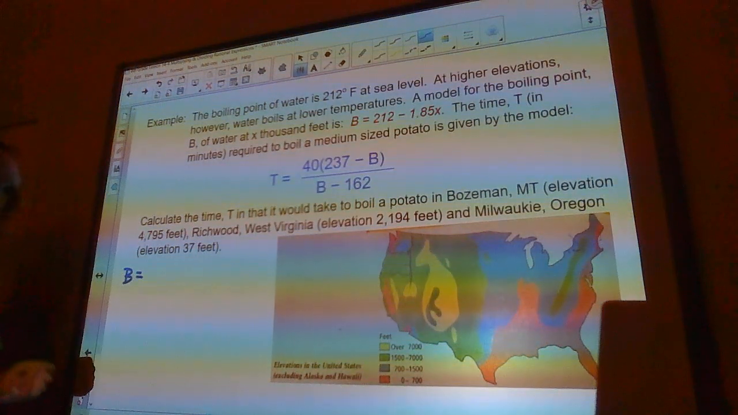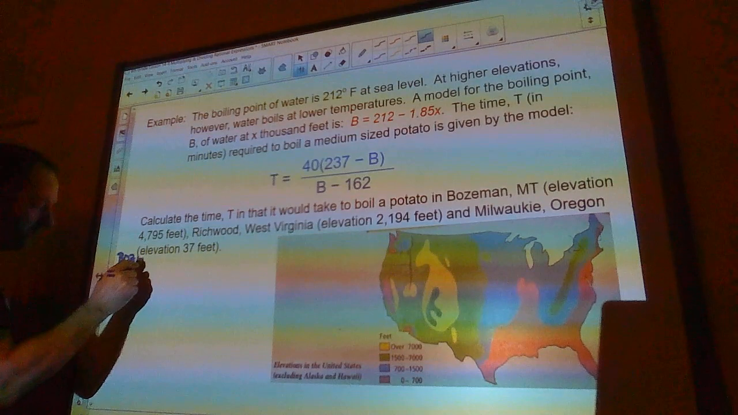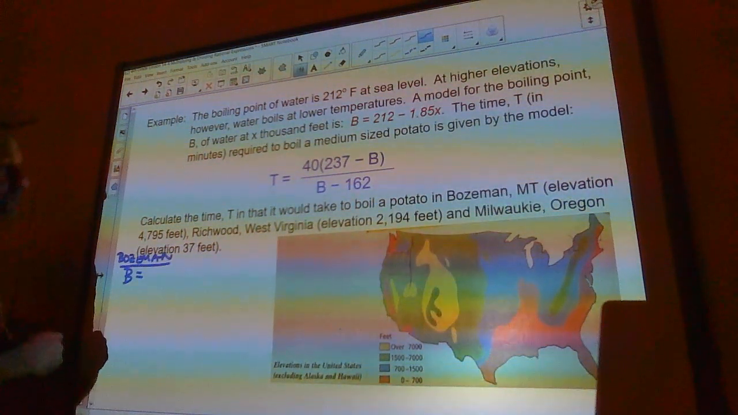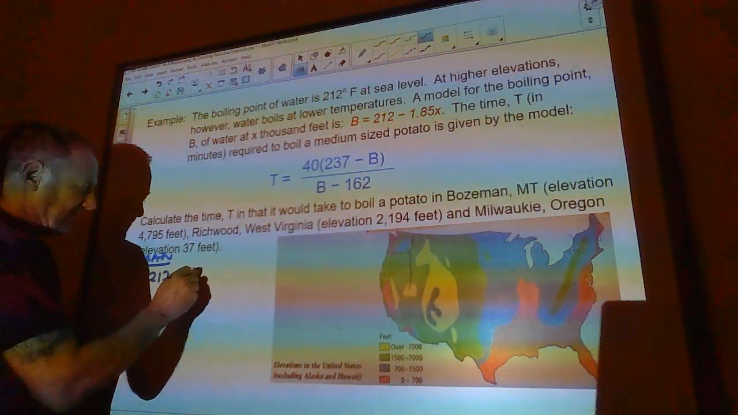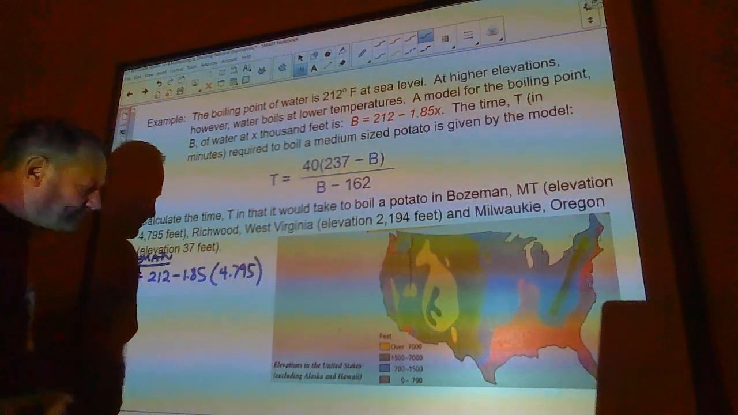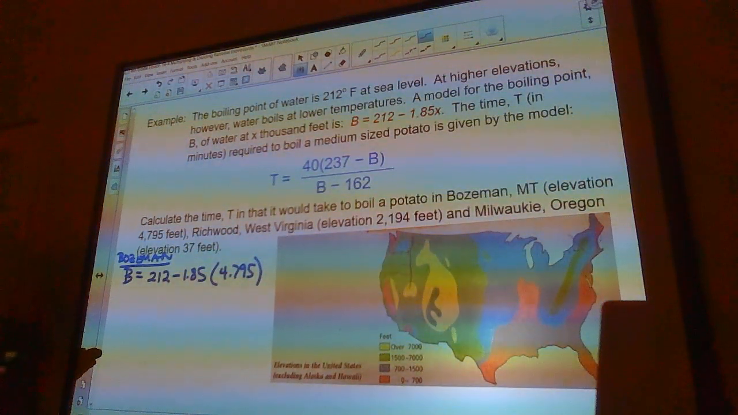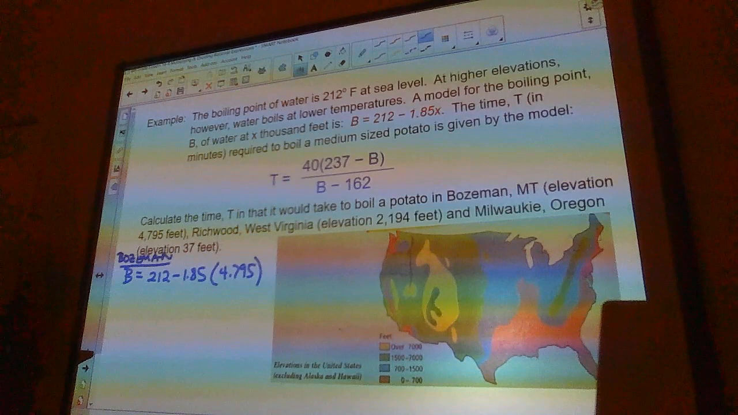So B for Bozeman is going to be 212 minus 1.85 times 4.795. All right, so I get out my handy-dandy TI-84 Plus C Silver Edition graphing calculator, or a reasonable facsimile thereof, and I figure out what this is.